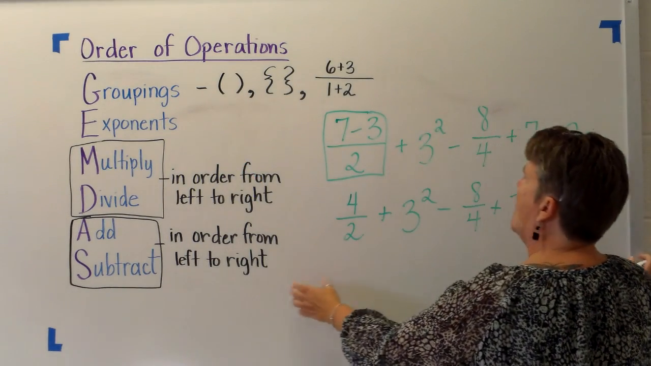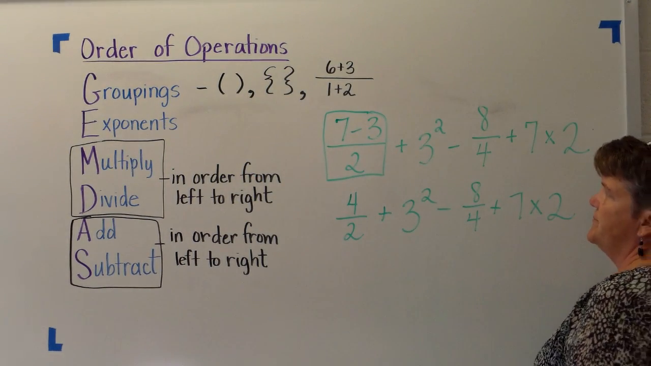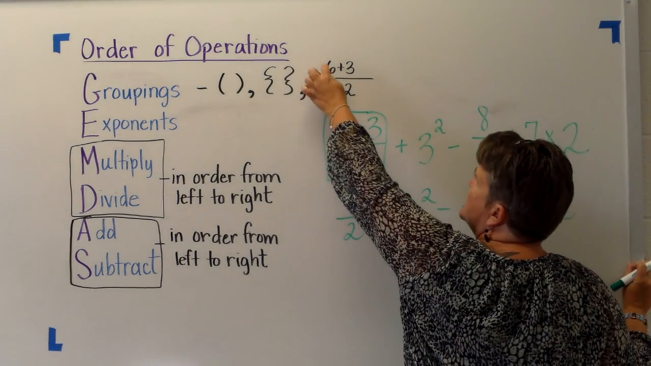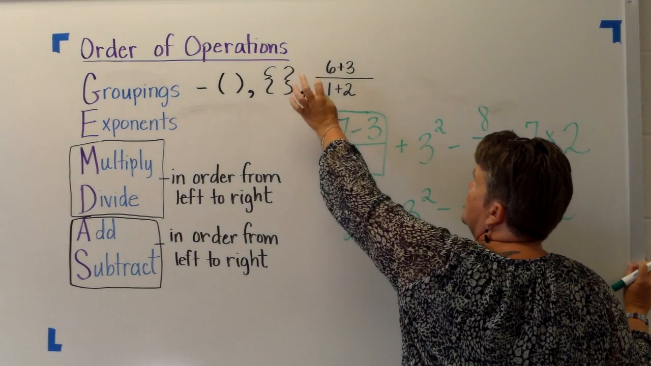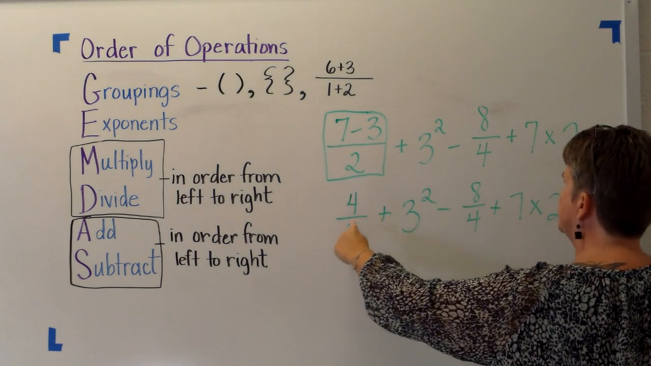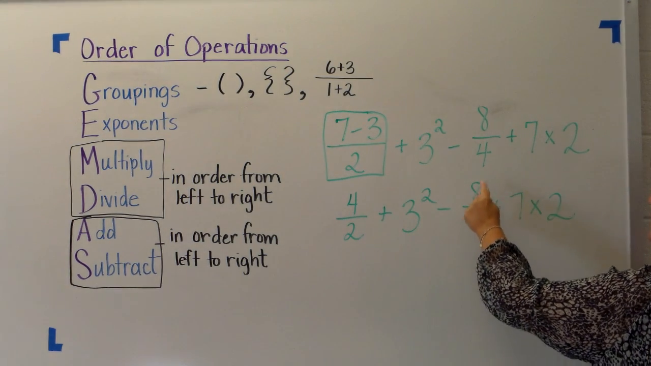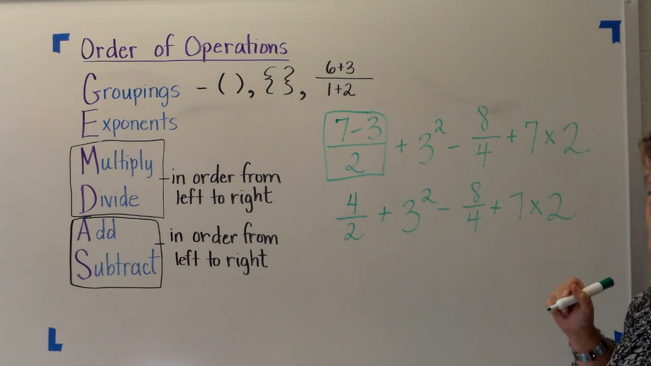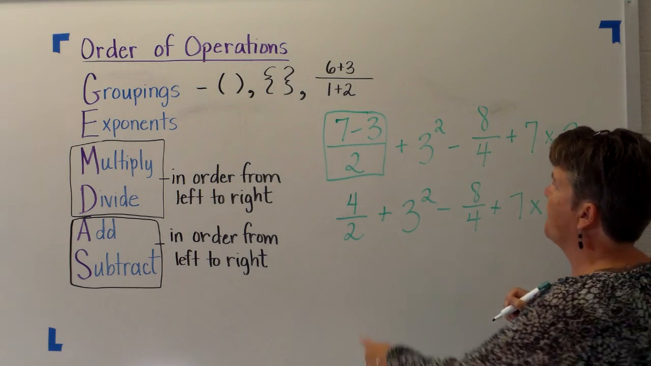Groupings, check it again. Are there any parentheses? Nope. Are there any brackets? Nope. Are there any division bars that have an operation in the numerator or denominator? There's a division bar, no operations. There's a division bar, no operations. I'm done with groupings. The next thing I go to, exponents.